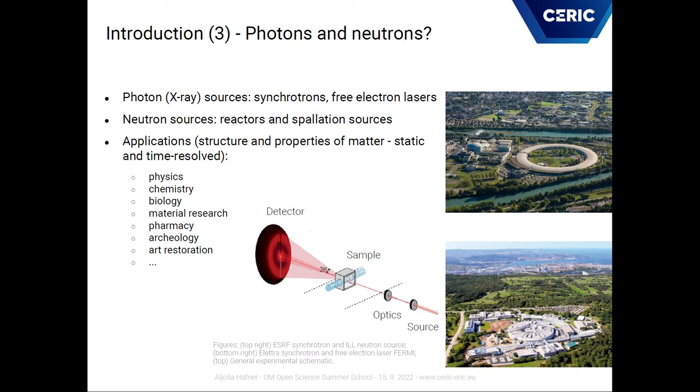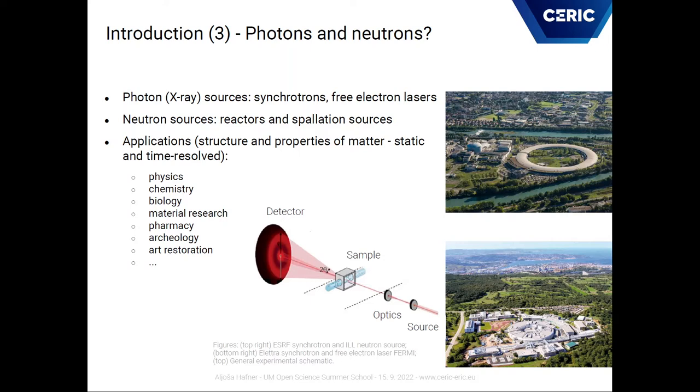So we're still in the introduction. I mean, maybe I'm boring you a bit with this, but I would like you to just keep these things in mind, because after all, our project is also called PANOSC, right? So we are speaking about photon and neutron sources. Photon sources are synchrotrons and free electron lasers. So there are around 15 synchrotrons in Europe, and there are maybe just two or three free electron lasers in Europe, and 10 in the world, or even less. So it's an even more exclusive club.